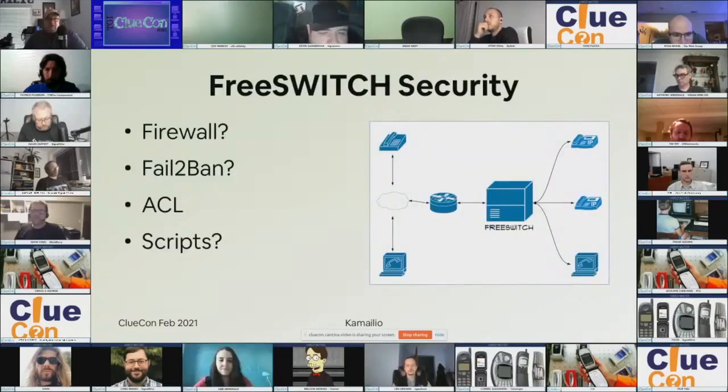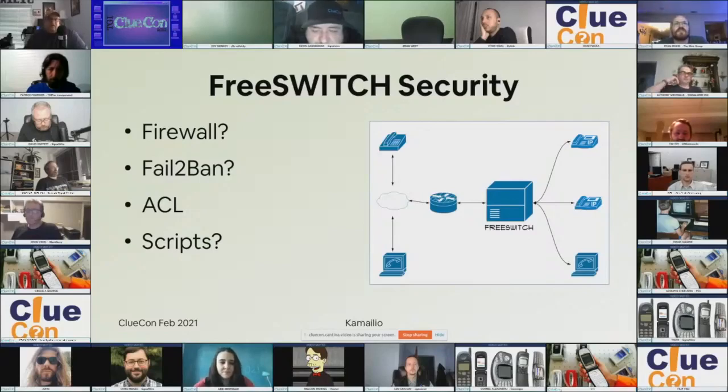So FreeSwitch has great security. Okay, and this is your typical deployment. Here's FreeSwitch and got it all there. So how are we handling security? We're probably handling security with access control lists or scripts, maybe fail2ban, hopefully a firewall.